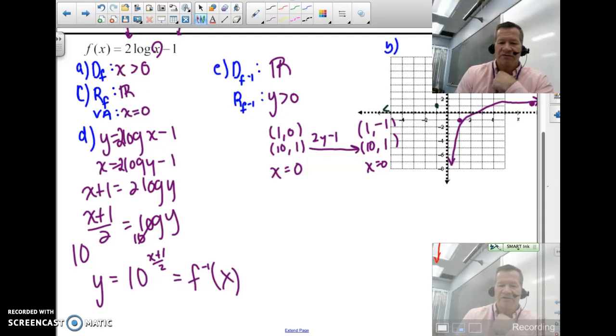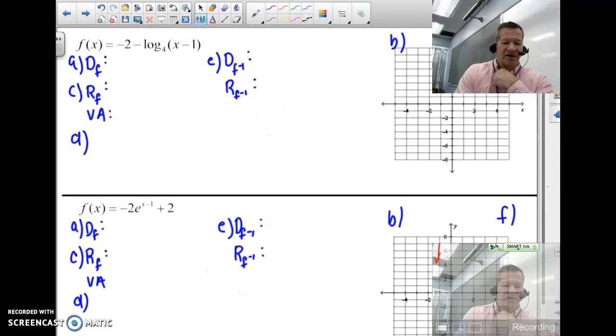So its inverse will be its reflection in the line y equals x. And there you have it, okay? See if I can get one more in here. Let's do this one. This is a base other. This one is a review from last section. So here, I'm taking the log of x minus 1. So x minus 1 has to be greater than 0. So x is greater than 1.